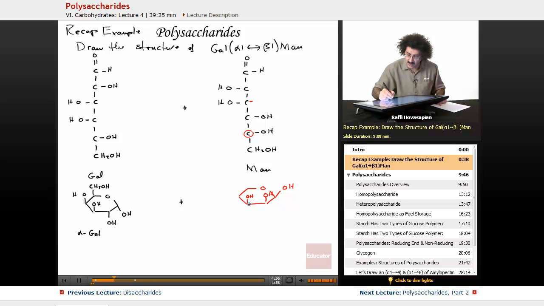This is number 1 carbon, number 2 carbon, number 3 carbon. 1, 2, 3. So we've taken care of those. And now we have this one. This hydroxy is going to be down.